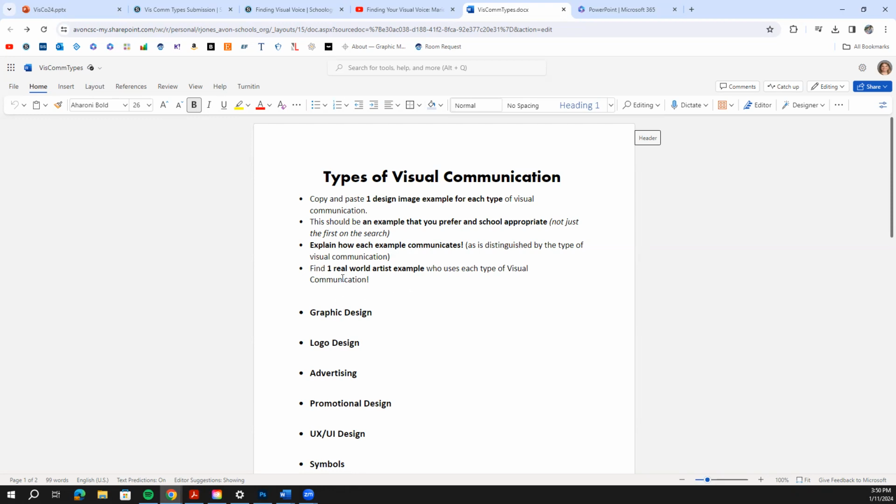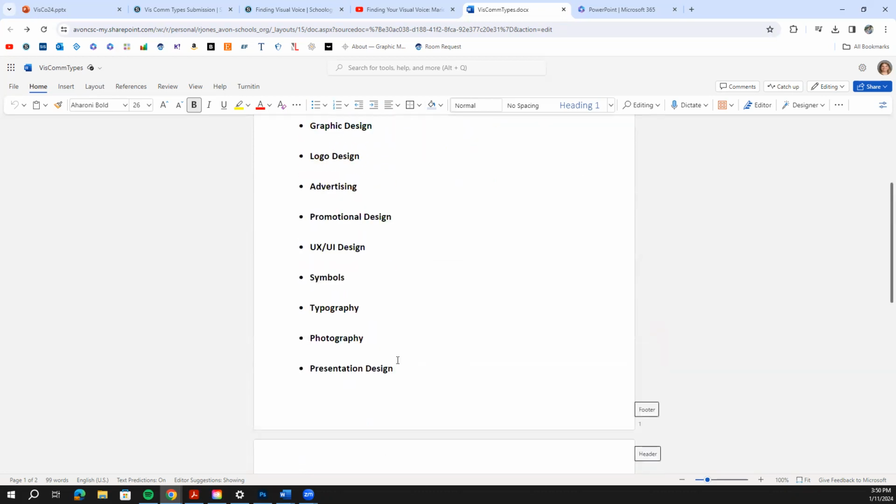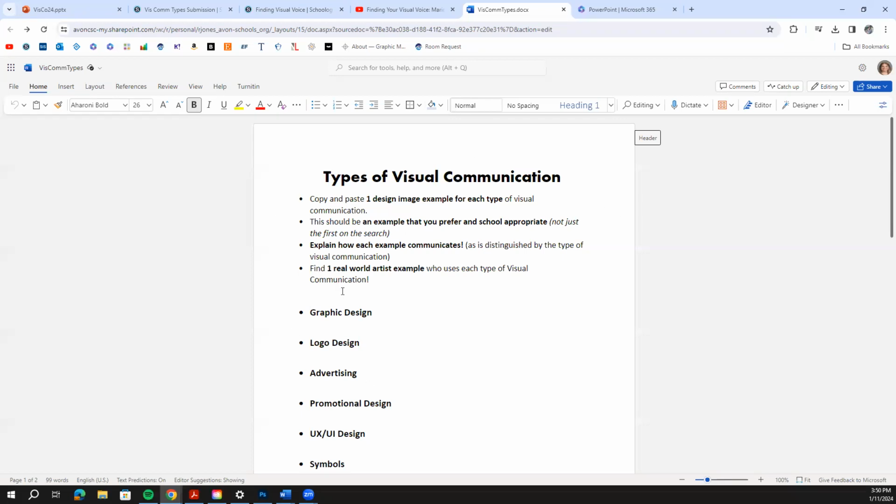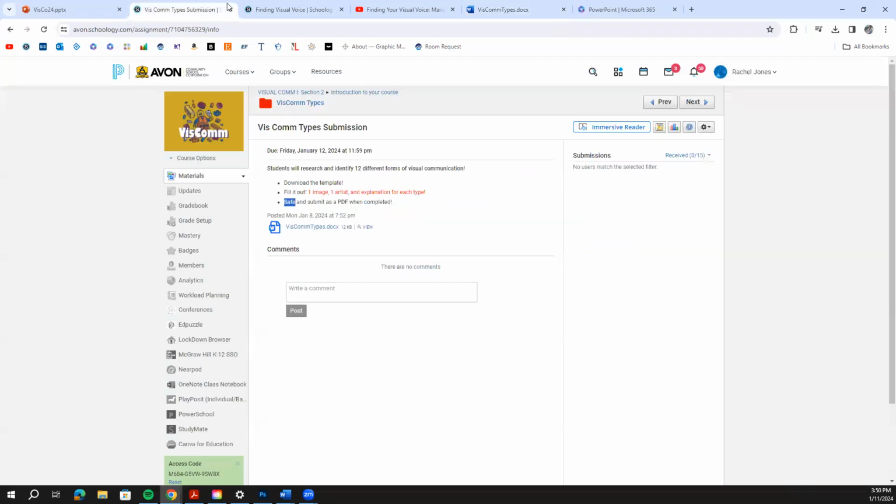And then find one real world artist example. So find an artist who makes a logo, or makes logos for a living. If you want to look up who was the artist who made the Starbucks logo, put them there. So do that for all 12 of these. Save it, and then please submit it back to this assignment, okay? I will see you all on a Wednesday.